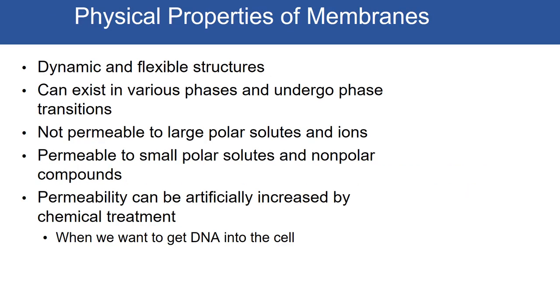A couple other points that I want to reiterate. Plasma membranes are dynamic and flexible. They can exist in various phases, and they can undergo phase transitions. They're very not permeable to large polar solutes and ions. They are permeable to small polar solutes and non-polar compounds. Permeability can be artificially increased by chemical treatment, i.e. when we want DNA to go into the cell, we can make that happen by chemical means or by electricity. That's called transforming a cell.